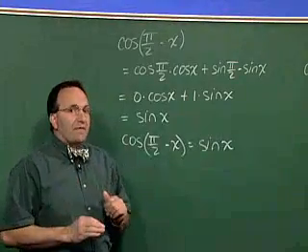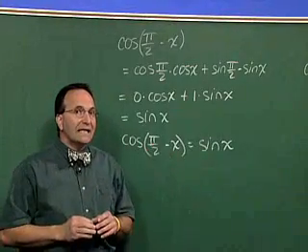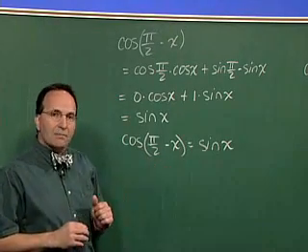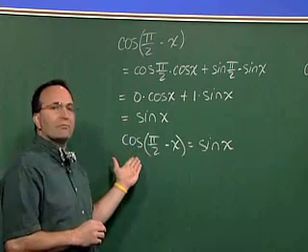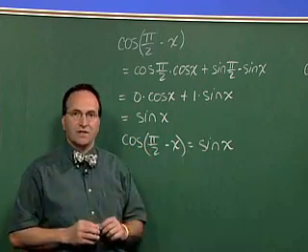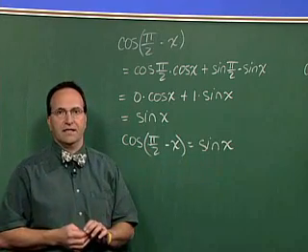You may remember that from the cofunction identities that we talked about, and so you may have been able to just do that automatically because of remembering that the cosine of pi over 2 minus x is equal to sine x because of cofunction identities.